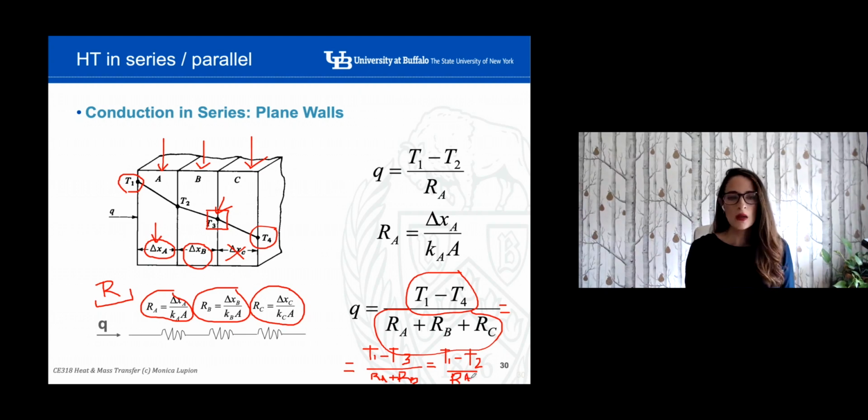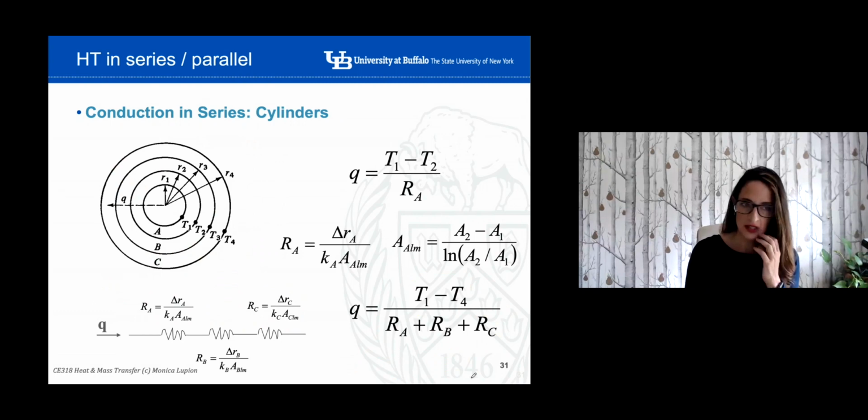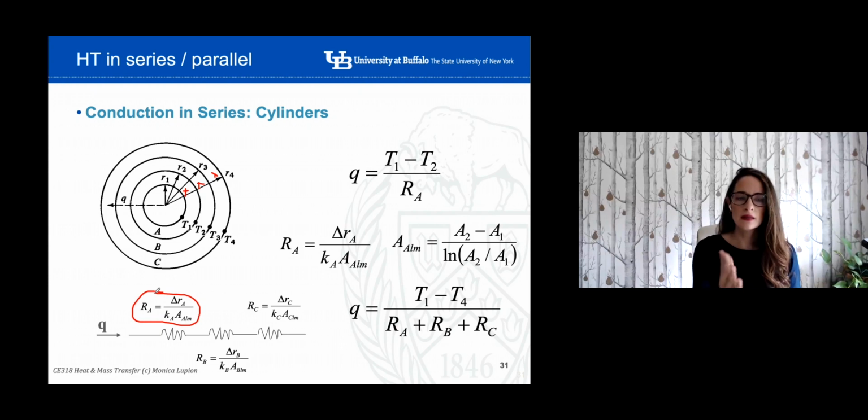Okay? Well, let's imagine that we have a different geometry, different elements, three different elements in series here as well, this one, and this one. But in this case, instead of flat slabs, we'll have cylinders. We're going to do exactly the same, but the thermal resistance will correspond to a cylinder instead of a flat slab, okay? But again, we're going to do exactly the same.